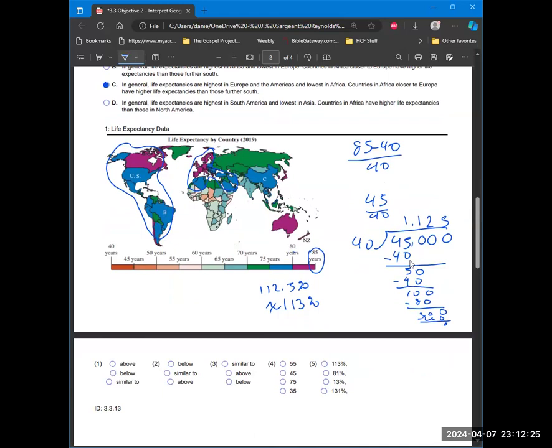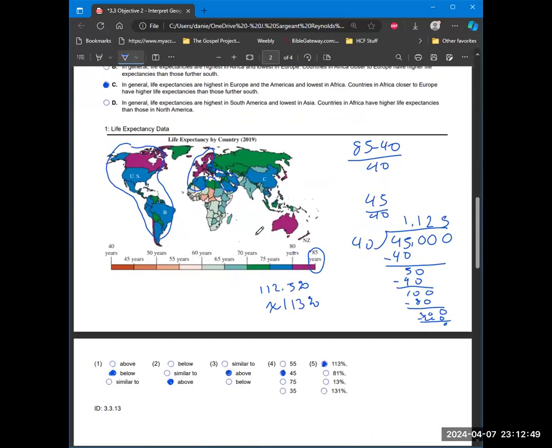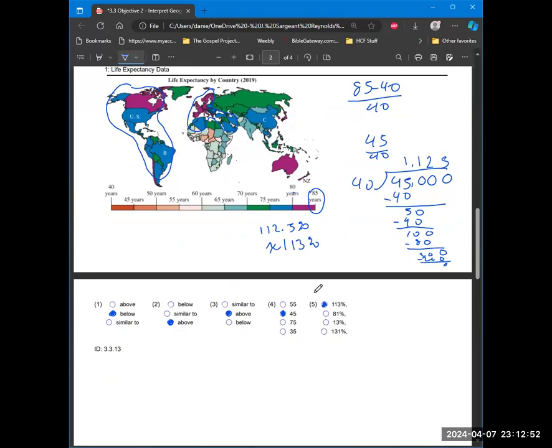I filled in the blanks before. The first blank was below, and then above, and then above, and 45, and then 113%. And those were all the blanks that I filled in up here. They just had bubbles for me to choose the correct multiple choice option down there.